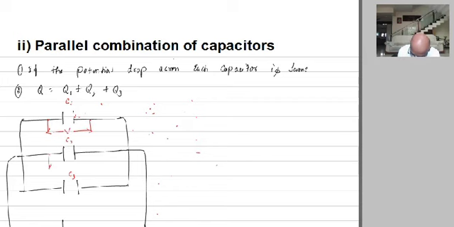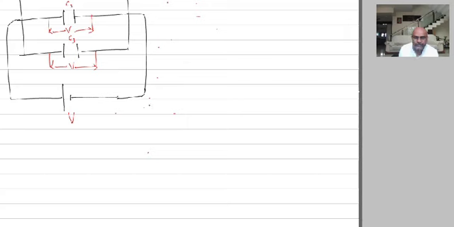All the three capacitors will have the same potential, that is V volt, and that is equal to that of the battery. There is no change, okay. Now, dear students, the total charge across all the capacitors should remain same.